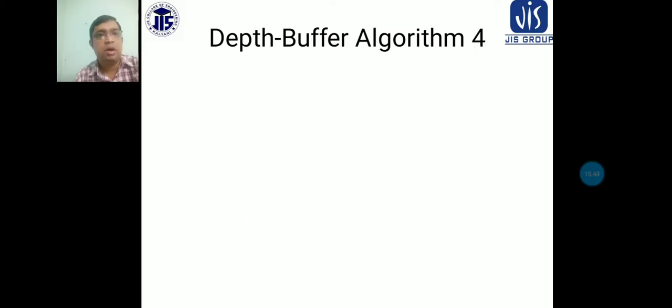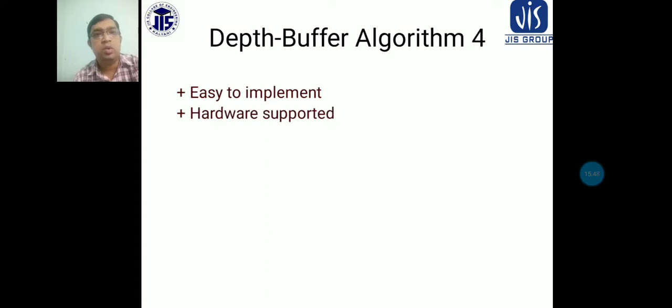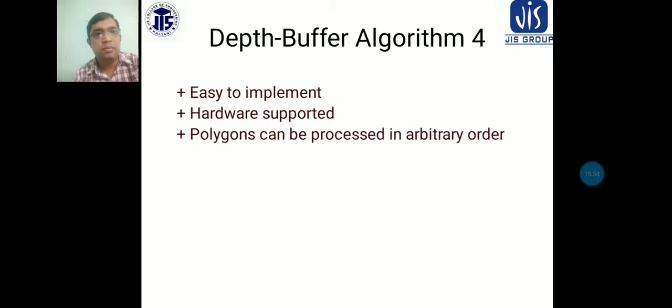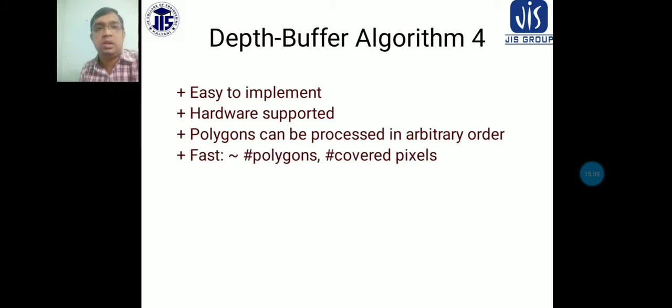And this is the depth buffer algorithm 4 considered: plus, easy to implement, that means plus hardware supported is here. And plus, polygons can be processed in arbitrary order is given here, like plus the first polygons, like the covered pixels is given.